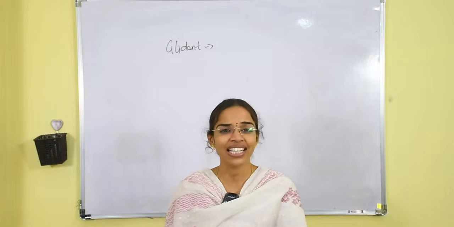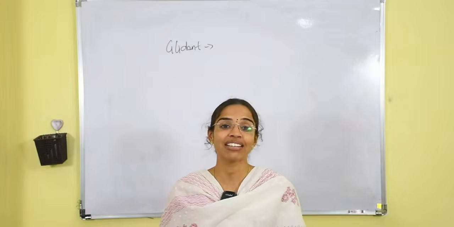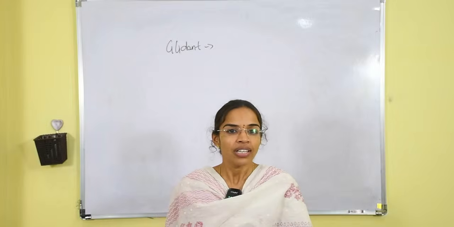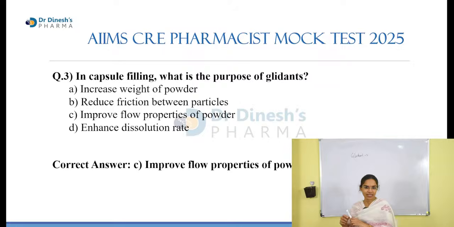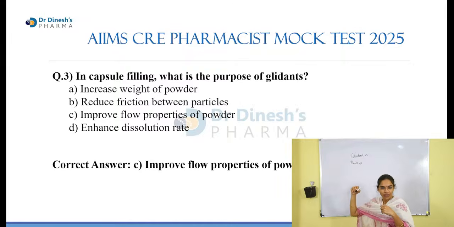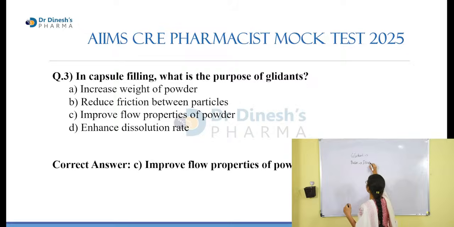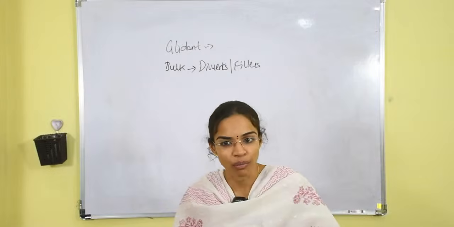Now, what are the excipients that increase the weight? We can't exactly call it increasing the weight, we have to mention it as increasing the bulk. So what are the ingredients that increase the bulk of the powder or the mixture? Diluents, also known as fillers. These are the excipients used to increase the bulk of the preparation.